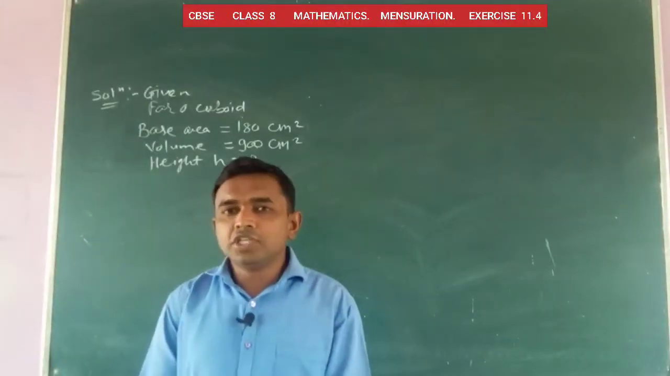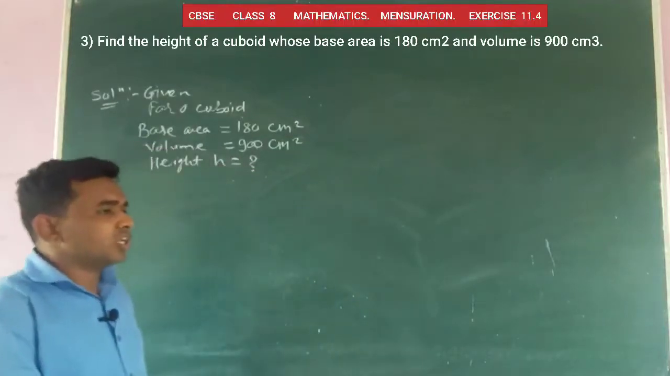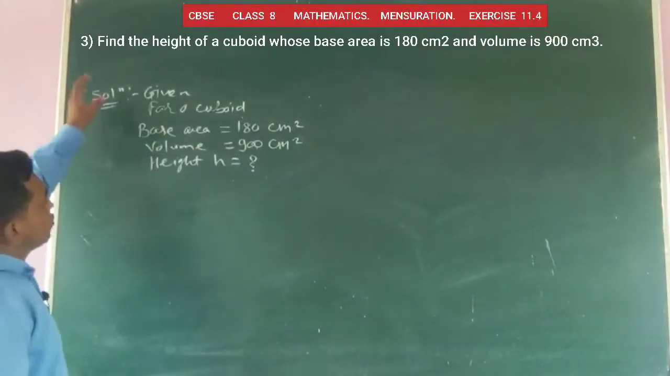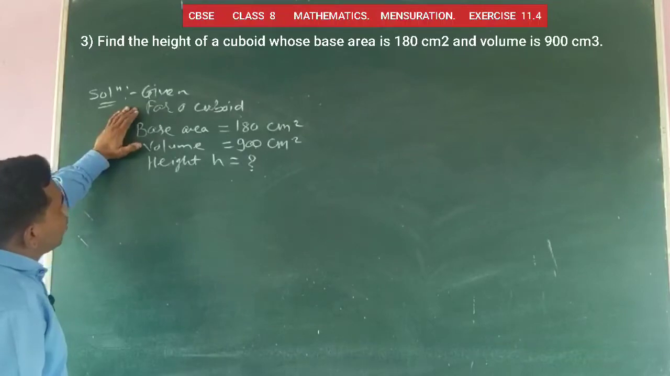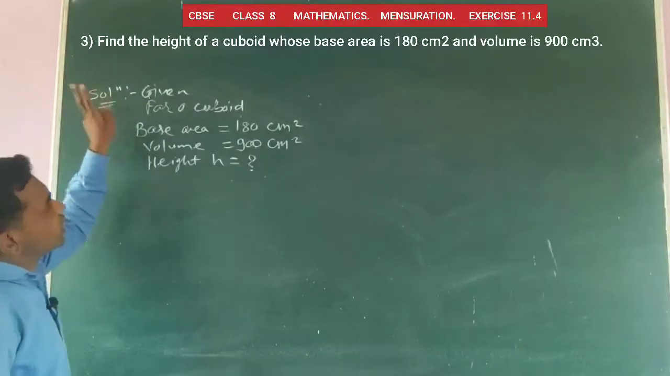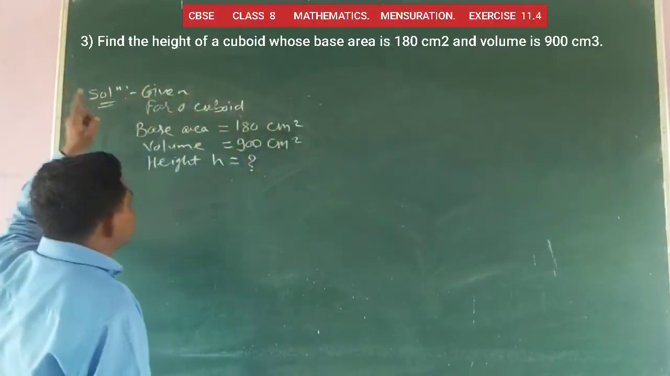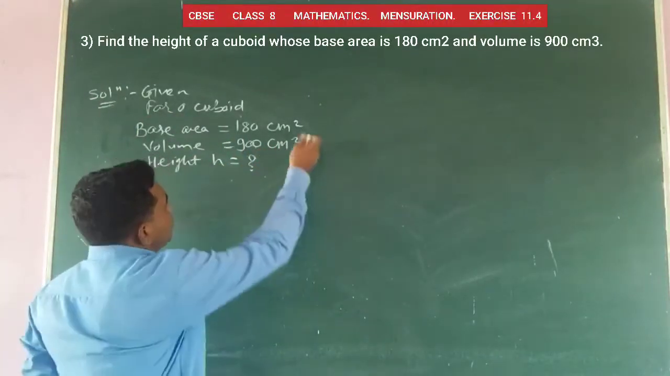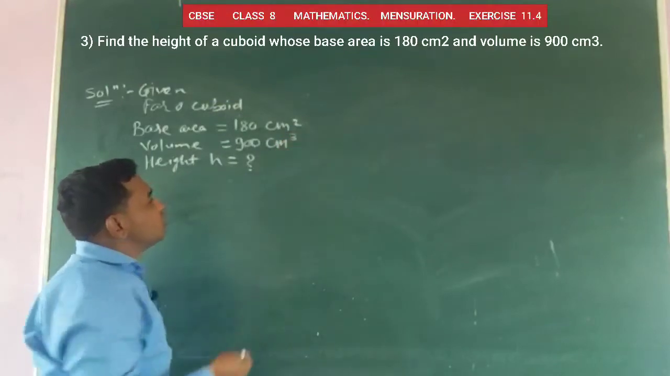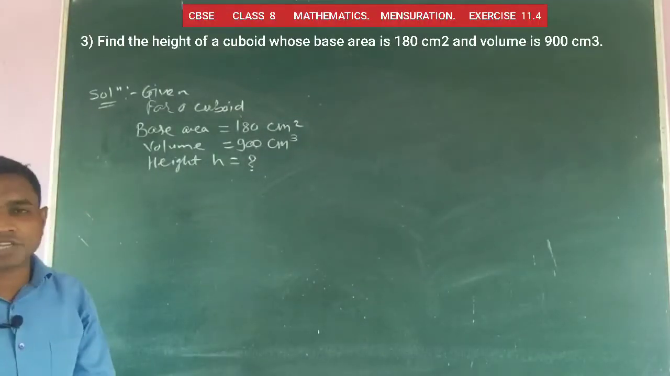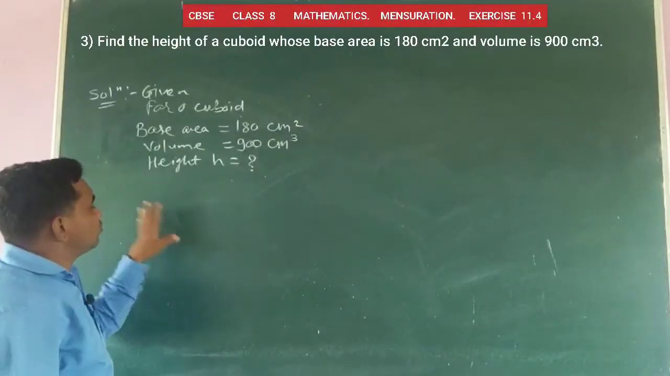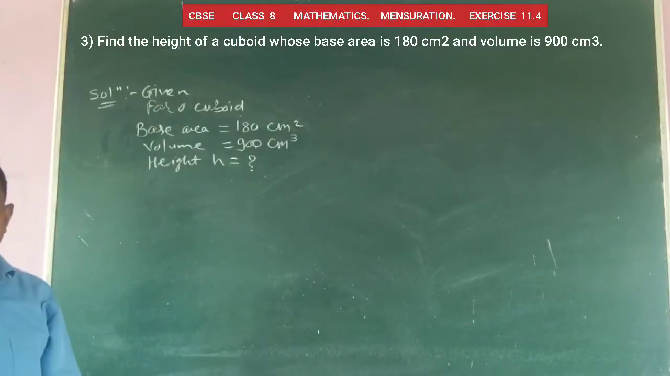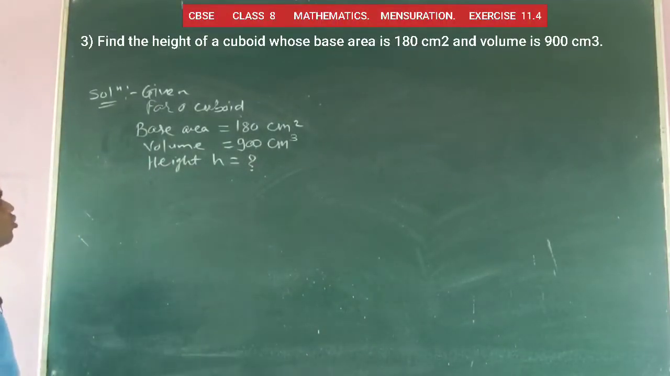Now in question number 3, a cuboid is given and some values for the cuboid are also given. The base area is 180 centimeter square and the volume is 900 centimeter cube. Always remember that the unit of volume is centimeter cube or meter cube. And we have to find the height of the cuboid.